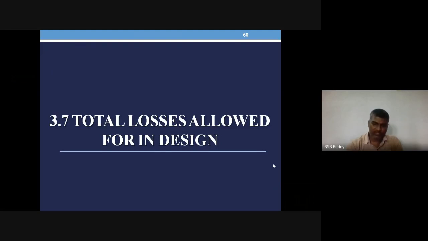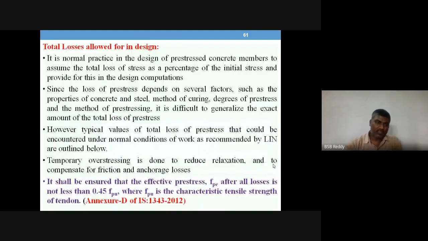Okay. Now we have seen till the last session each individual loss of pre-stress. What are the formulae? How you calculate it? Now you have to calculate in terms of total loss for a particular case, like pre-tension member, what will be the total loss? Post-tension member, what is the total loss? Okay, so let us see that in that aspect.